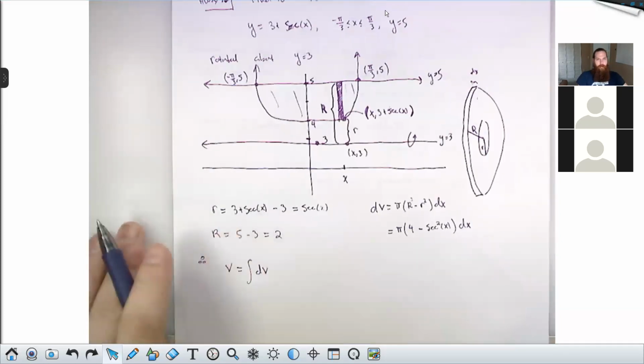Again, they've kind of helped us out here. They've told us that x is running from negative pi over 3 to pi over 3. The smallest x value anywhere in my region is over here at negative pi over 3, and the largest x value anywhere in my region is over here at positive pi over 3. So I have to integrate dv from negative pi over 3 to positive pi over 3.